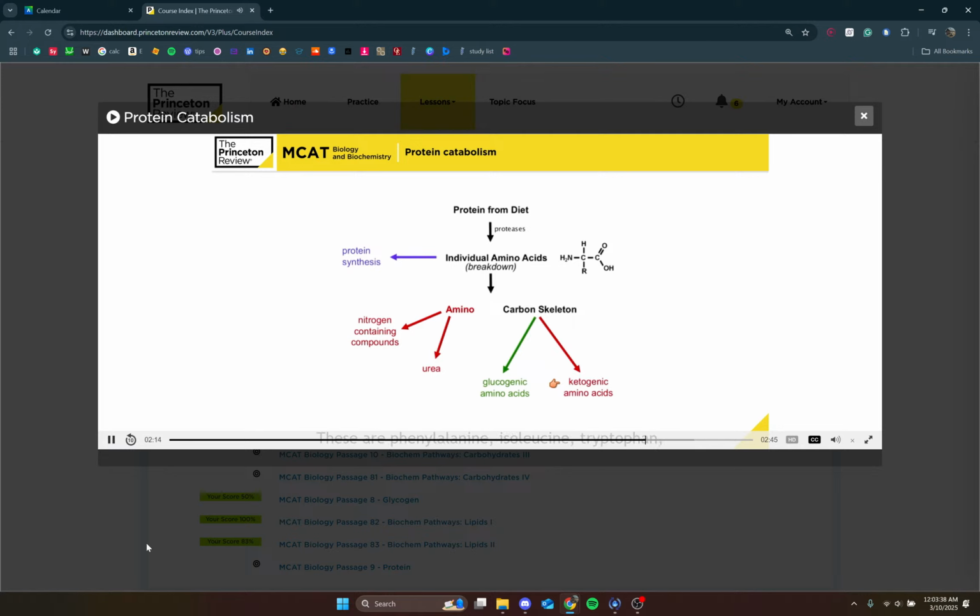glucogenic. These are phenylalanine, isoleucine, tryptophan, tyrosine, and threonine. Everybody else, apart from those 7 that we just mentioned, are strictly glucogenic.